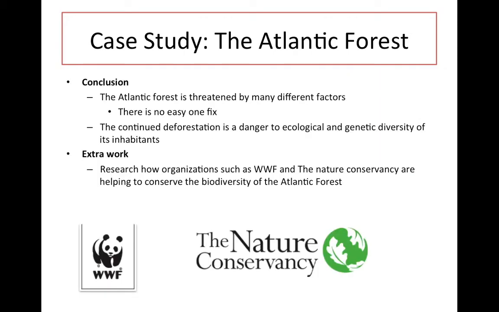So my conclusion for this is that the Atlantic forest is threatened by many different factors. There is no easy one fix. The continued deforestation is a danger to ecological and genetic diversity of its inhabitants. So as a bit of extra work, research how organisations such as WWF and the Nature Conservancy are helping conserve the biodiversity of the Atlantic forest. There are, of course, other websites to look at. There are a load of fantastic conservation charities and websites out there to look at. Those are the first two that just kind of jumped to my head.